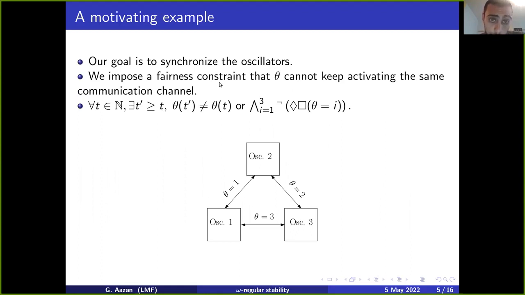However, it's impossible to do that if we keep activating the same communication channel. Therefore, theta cannot be arbitrary here, and hence we impose a fairness constraint on theta: theta cannot keep activating the same communication channel forever. This constraint can be described by the following LTL formula, or by the following logical proposition. This LTL formula corresponds to an omega-regular language.